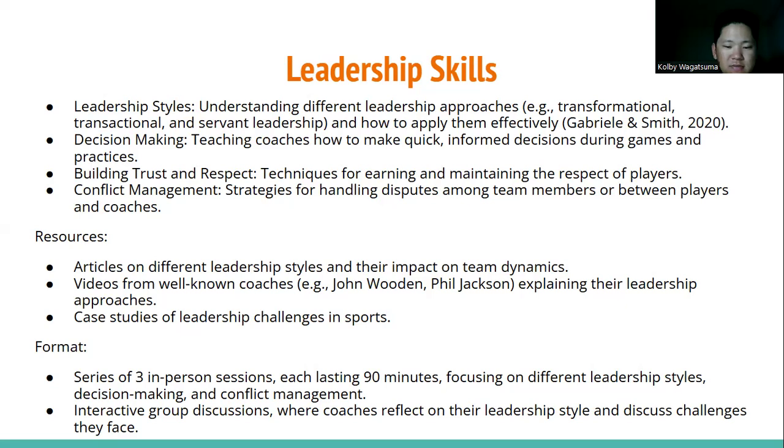So a couple of resources that you can find for leadership skills are articles about different leadership styles and their impact on team dynamics. You can even look at videos from well-known coaches such as John Wooden and Phil Jackson, both legendary coaches in their own right. Phil Jackson being a coach for the Chicago Bulls as well as the Los Angeles Lakers. Both of these coaches exemplify explaining their leadership approaches with their teams and players. And you can even look at case studies of leadership challenges in sports.